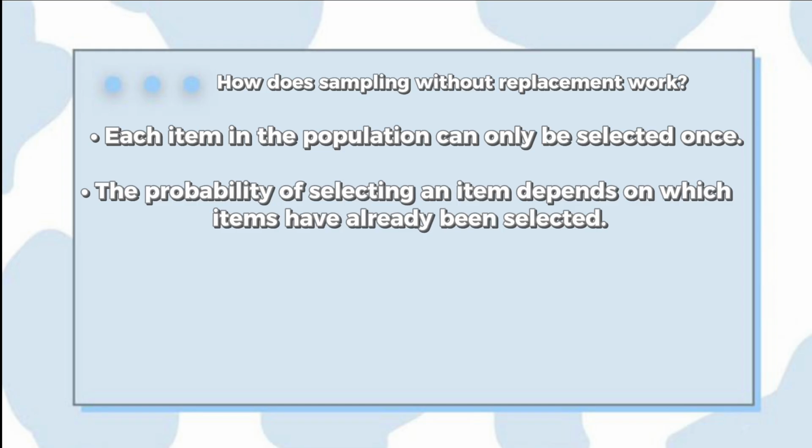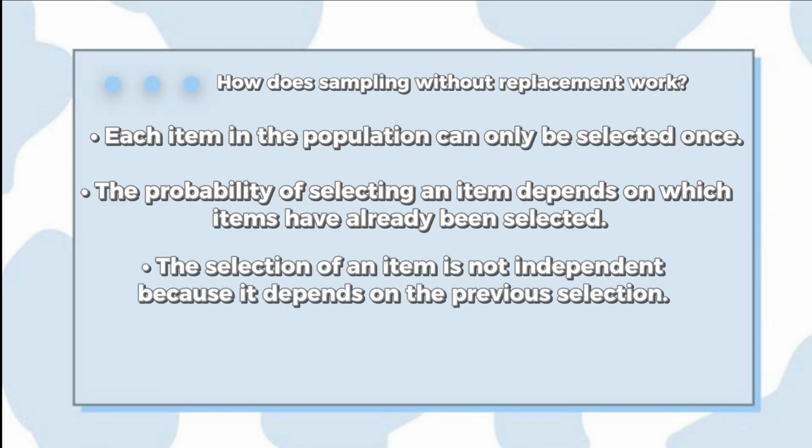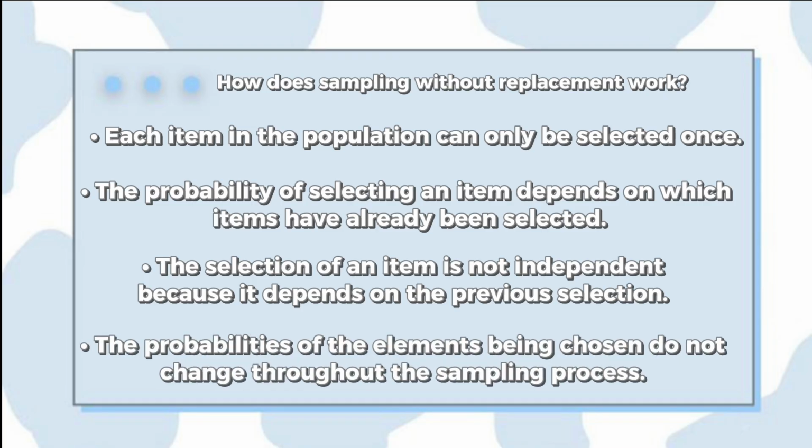The probability of selecting an item depends on which items have already been selected. The selection of an item is not independent because it depends on the previous selection. The probabilities of the elements being chosen do not change throughout the sampling process.